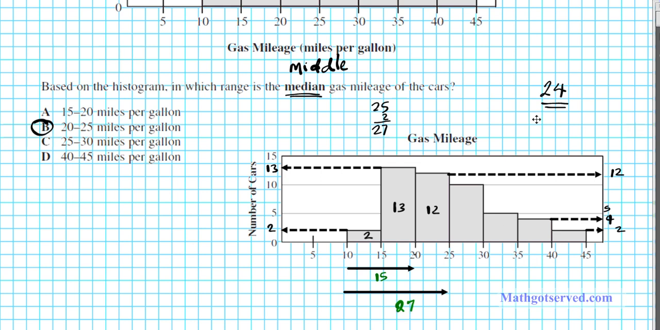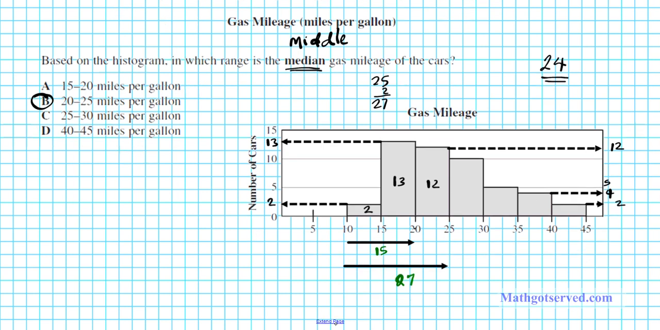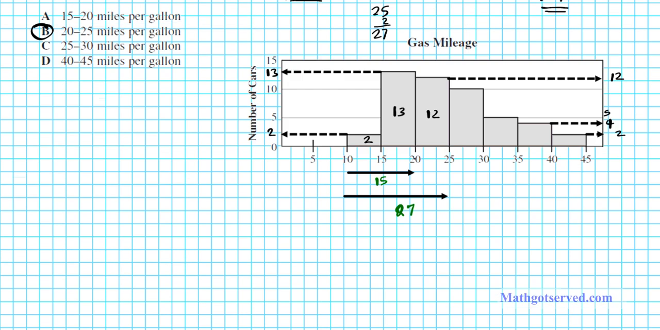hit 24? Okay? As soon as we exceed 24, when accumulating from the right, then that interval that we just passed will be the interval that has the median value of 24. Okay? So let's go ahead and do that. You don't have to do this. I'm just showing you another way you can approach the problem.